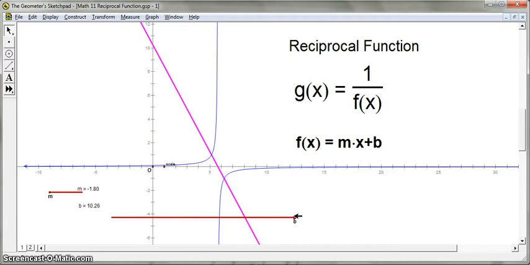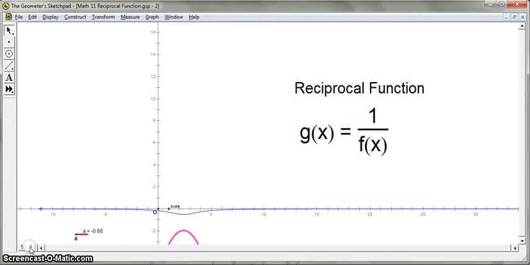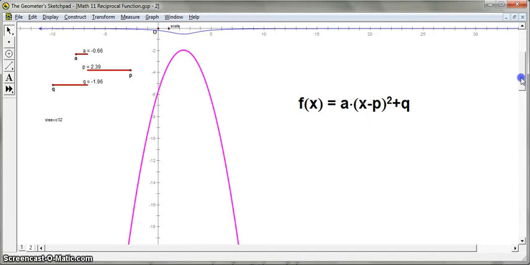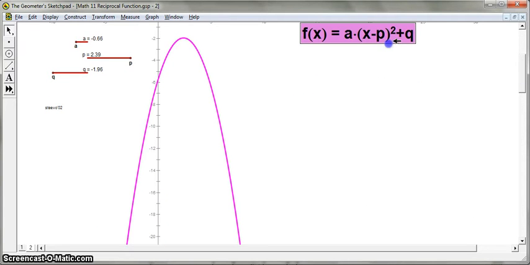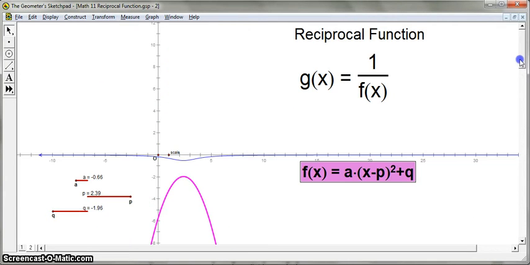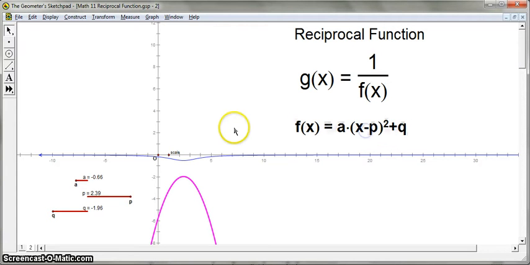Okay, so this is linear. Let's look at quadratic today. Quadratic. All right, let's go here. Quadratic function. So what is the standard form for a quadratic function? Okay, yes, you're right. f(x) = a(x - p)² + q.